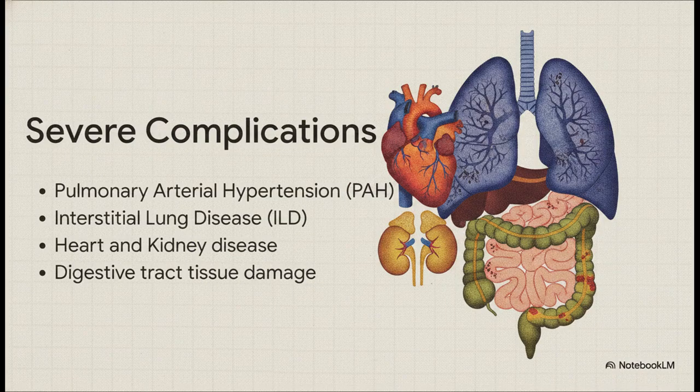This definitely isn't a condition you can just ignore once diagnosed, because the disease can silently cause some severe internal damage. The most critical complications usually involve the lungs. Interstitial lung disease, or ILD, affects roughly 30 to 40% of patients, causing permanent scarring. And even more dangerous is pulmonary arterial hypertension, which is dangerously high blood pressure in the lungs. That is actually the leading cause of mortality in MCTD patients. The disease can also quietly damage the heart, the kidneys, and the digestive tract.